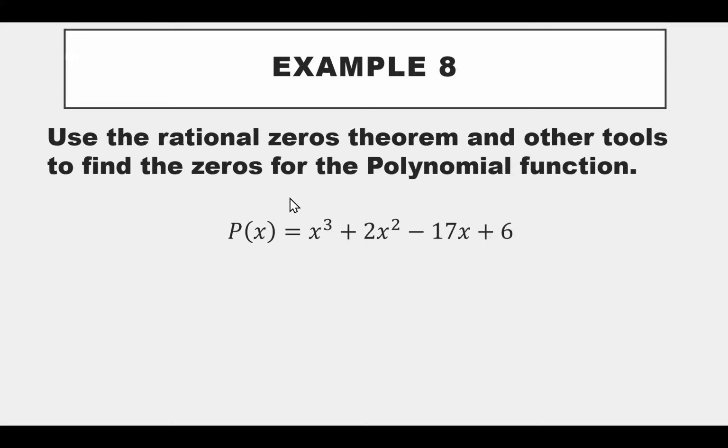Let's take a look at this one. We'll use the rational zeros theorem and whatever other tools we have to find zeros of this polynomial function. P of x is equal to x to the third plus 2x squared minus 17x plus 6. If you want to try this on your own, push pause on the video. In a couple of seconds, I will show you how it's done.